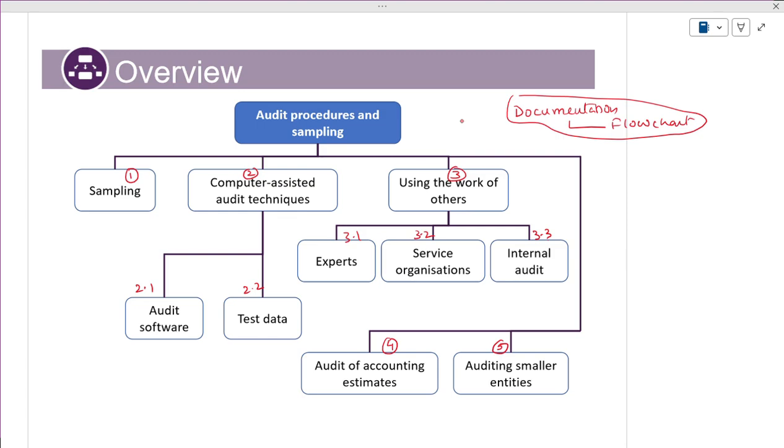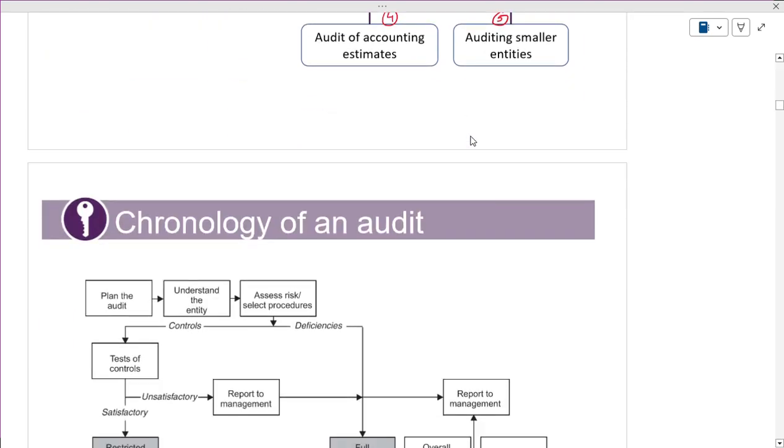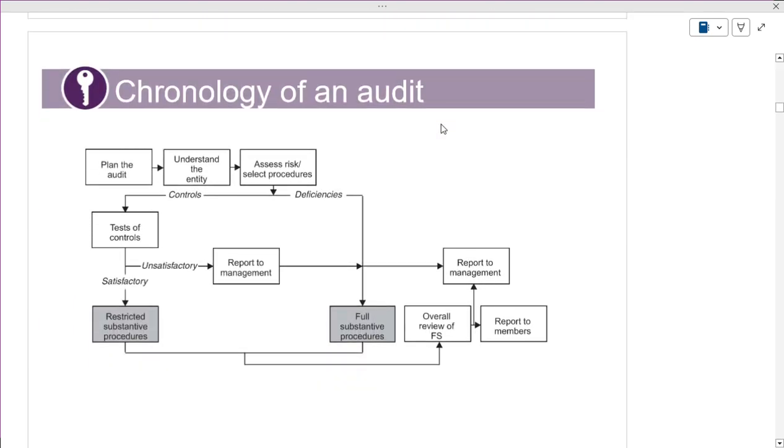Fine. Slowly, what we are doing, we are covering the things chronologically. Where we are here, where it will come in restrictive substantive procedures. Now you can see these are the things we have covered. We have to cover the next part. Okay, these are the things we have to cover.